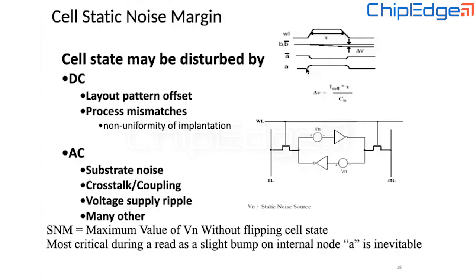Otherwise, read operation cannot happen. So a small rise will anyway happen, but over and above that, there can be many sources of noise. So this SNM keyword is used as a figure of merit for this SRAM cell: what is the maximum value of this noise without making the cell flip. Without flipping the cell state, how much noise this cell can tolerate is called the static noise margin of the cell, and it is a very important criteria of SRAM cell design.